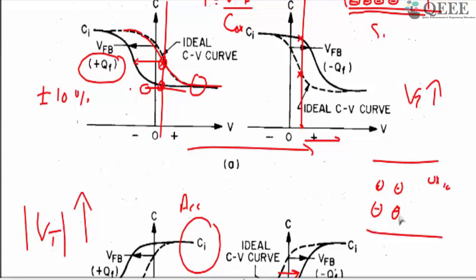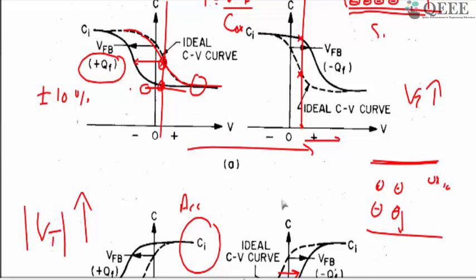But the amount of shift depends on where the charges are. If the charges are very close to the interface, they are more effective compared to the charges in the bulk. For example, charges at the metal and oxide interface are not very effective because they are far from the channel. Those charges closer to the semiconductor interface are more effective.